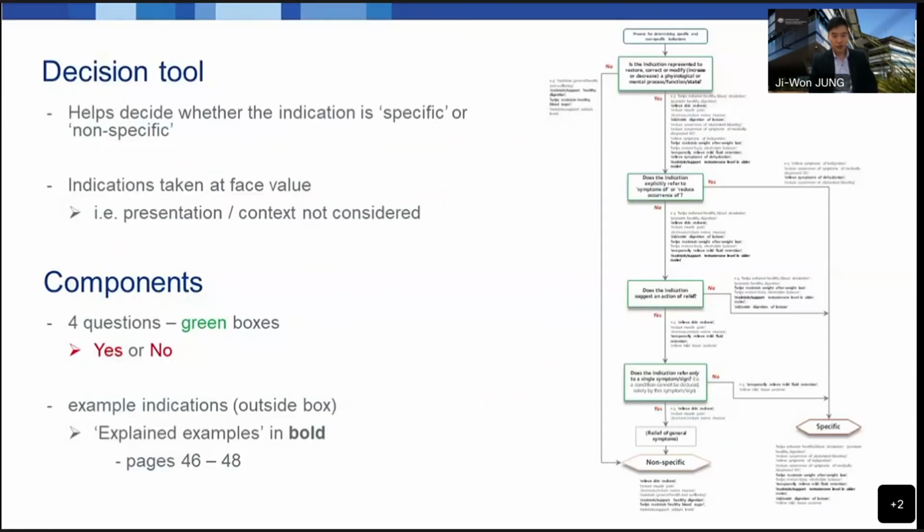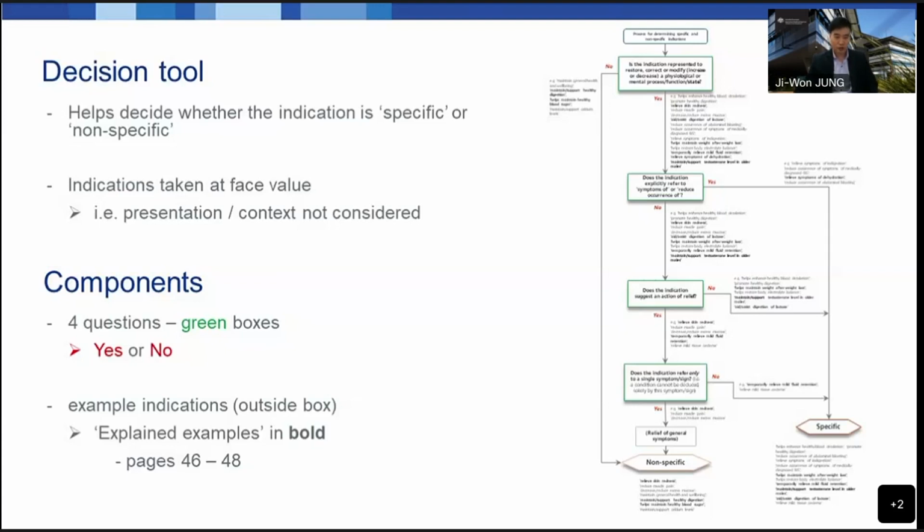As Diane has mentioned, this decision tool is designed so that it can specify exactly how to categorize each of the permissible indications into specific or non-specific. Before I go into more details, I'd like to point out that the indications here have to be taken at face value. In other words, the presentation or the context in which the indications are presented are not considered when using this tool, as it's not possible to capture all those nuances.